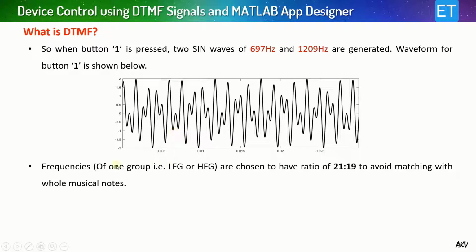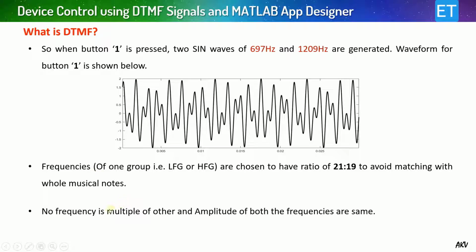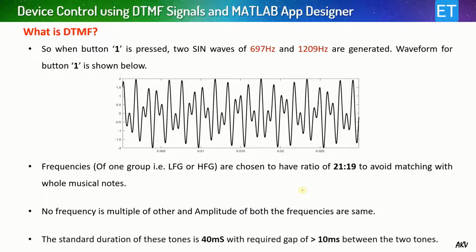And the frequencies are chosen to have a ratio of 21:19 to avoid matching with the whole musical notes. No frequency is a multiple of another, and the amplitude of both the frequencies is kept the same. The standard duration of these tones is 40 milliseconds, with a required gap of more than 10 milliseconds between two tones for correct recognition.